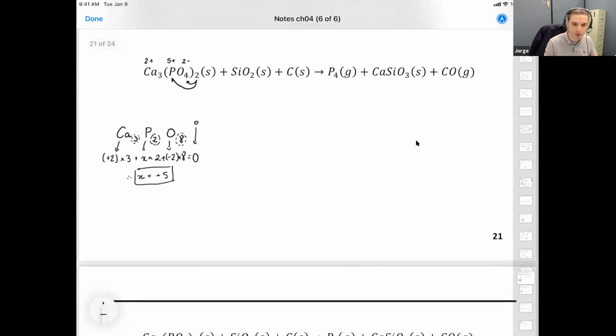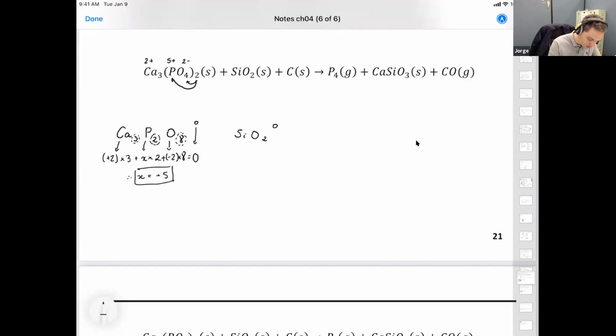Okay, moving on to the next compound. Here we have silicon dioxide. And again here, in the rules we have oxygen, but silicon is not in any of the rules. Therefore, it means the oxidation number for this element will change according to the compound, which means we have to determine the oxidation number.